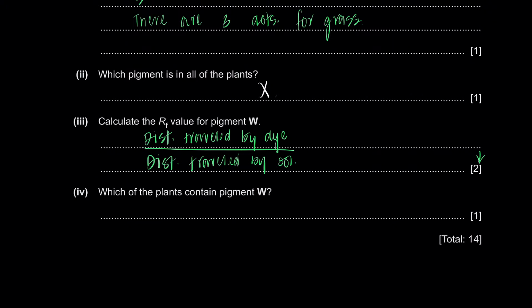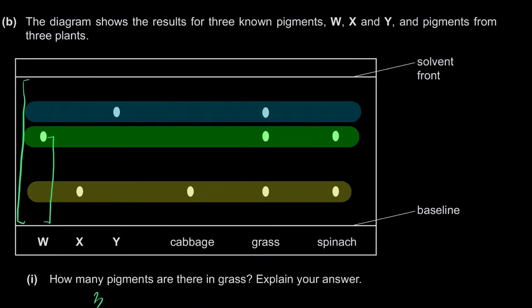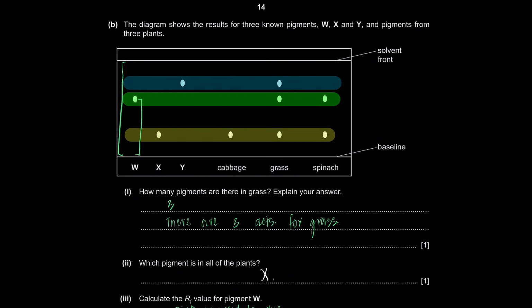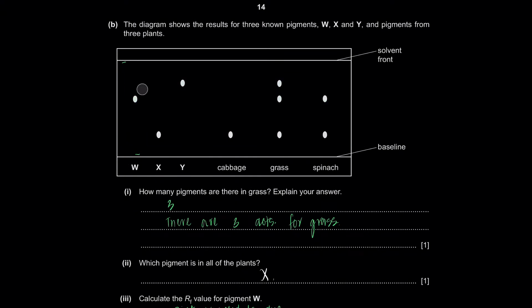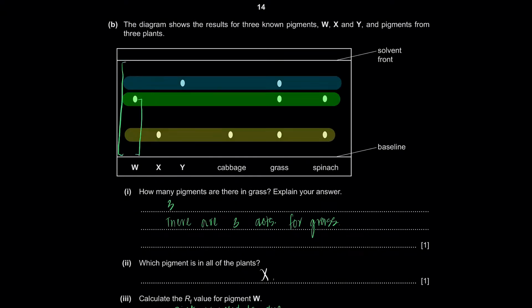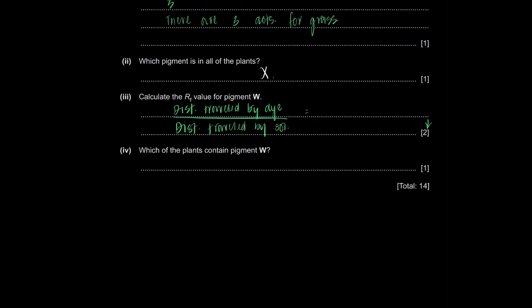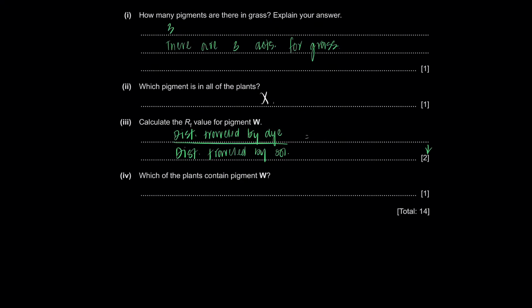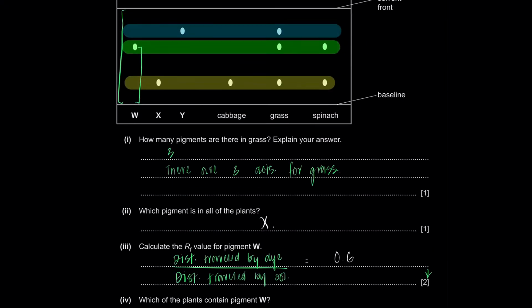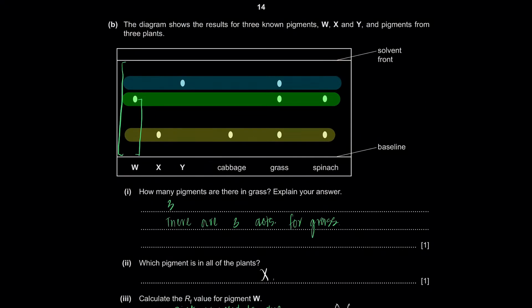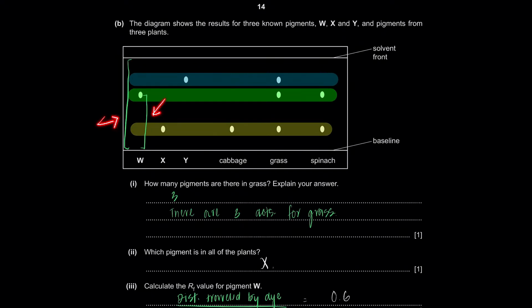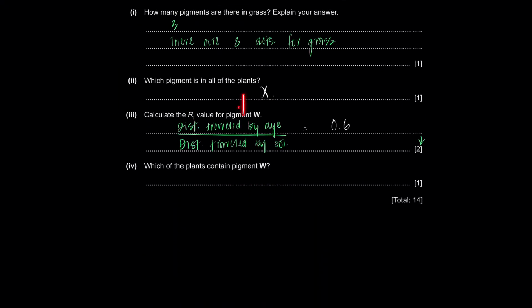And I think it's 0.7 or 0.6. Let me just erase this. What does it look like? This looks like 60%. It could be 65, I don't know. 0.6. Right? Now, you know how to do this, right? Whatever this length is, measure it with a ruler, and this with a ruler. Distance traveled by the dye, traveled by the solution.